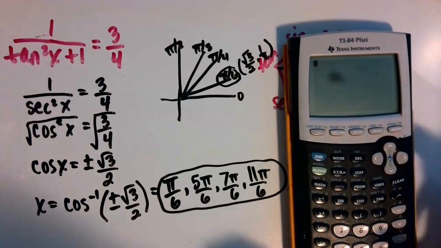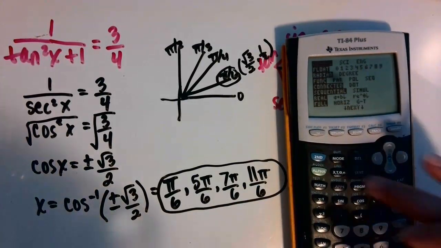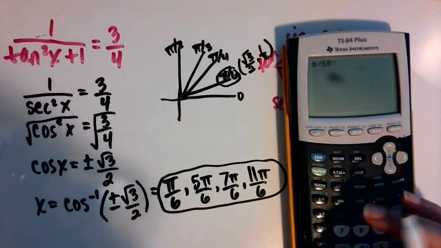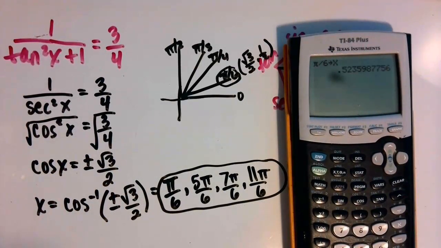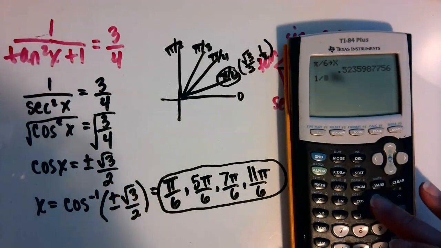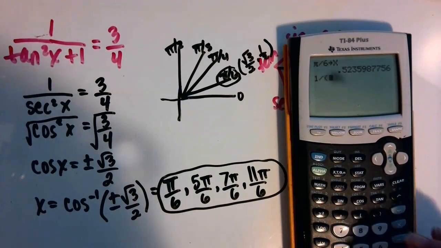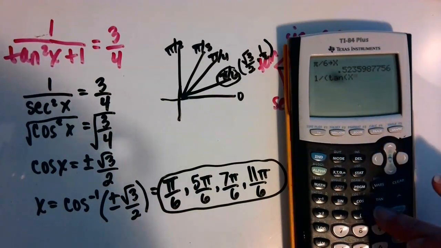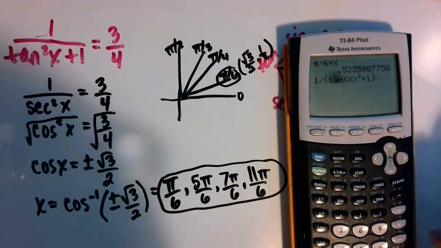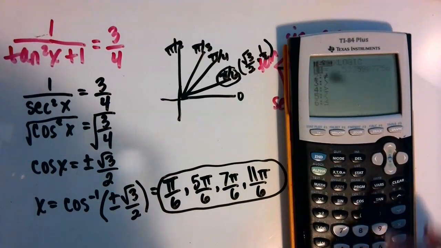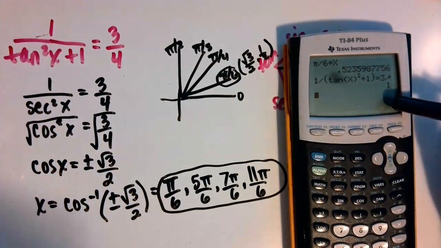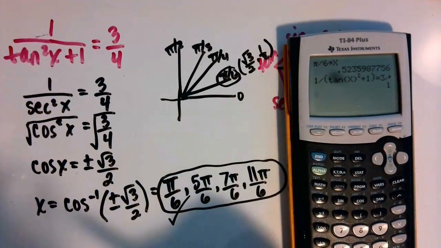So we're going to look at the mode, make sure that we're in radian mode, which we are. Then we can store our first angle, pi over 6, as the x. And our original equation is 1 divided by the quantity tangent x squared plus 1. And then we need an equals from the test menu and 3/4. When we press enter, we get a 1, which means pi over 6 checks.